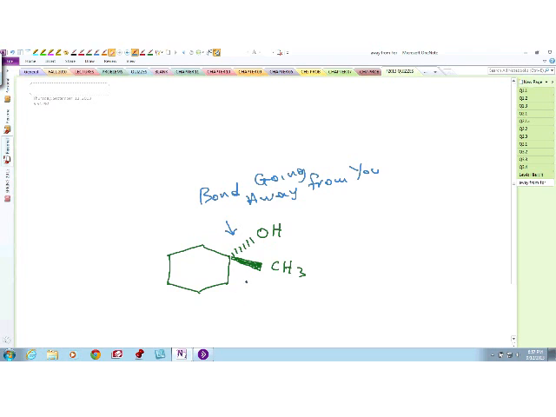On the other hand, the wedge, for the wedge, that means the bond is coming at you. And the regular line, this here, the regular line, that means the bond is on the plane of the paper or the plane of the board, wherever you're writing on.